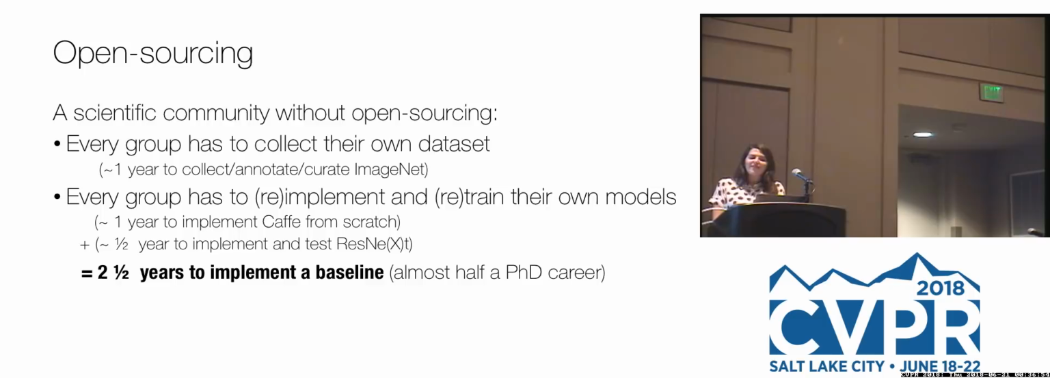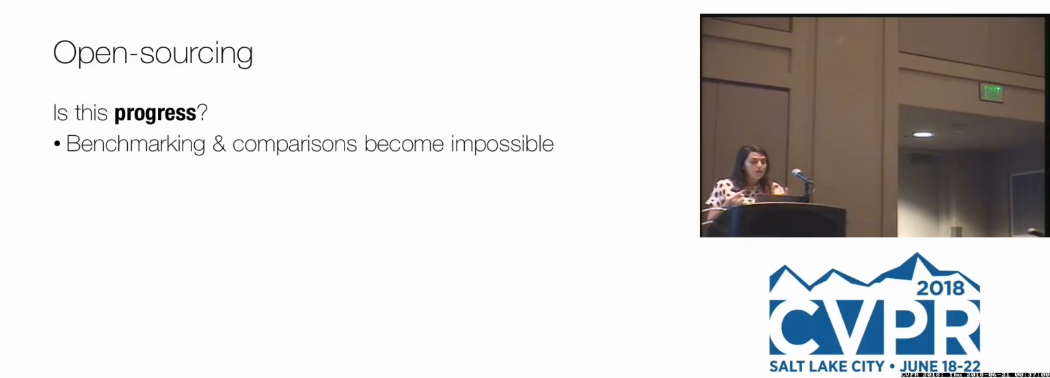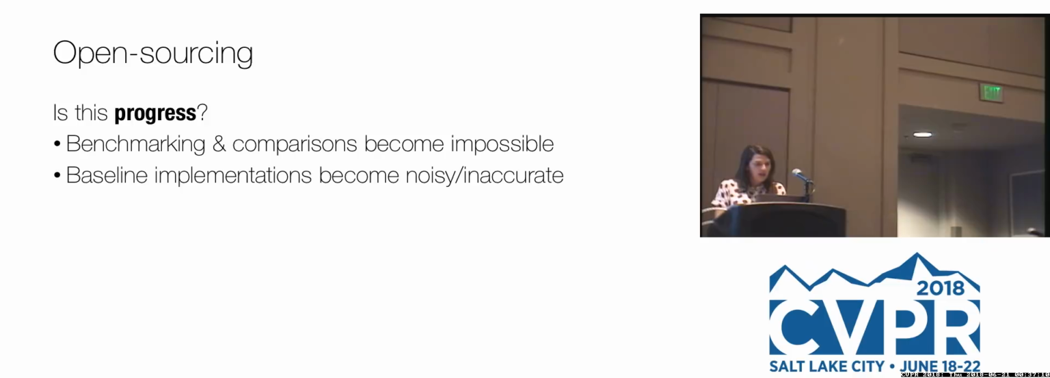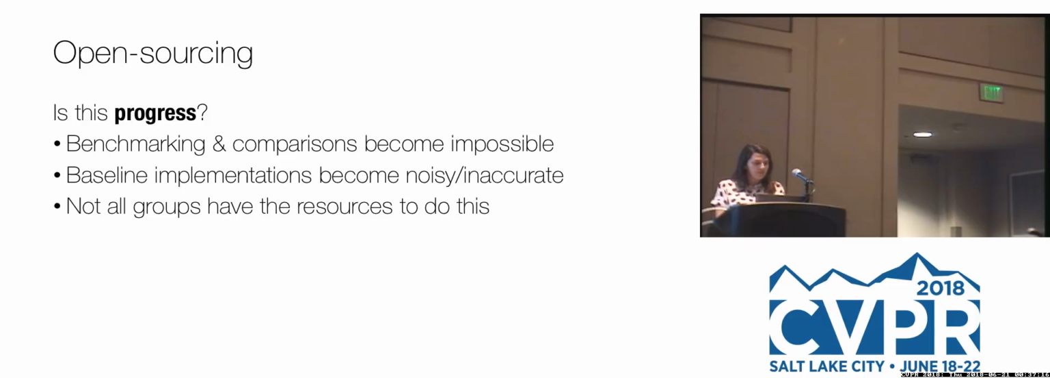So, but would that actually be even progress? So that would lead to us not being able to do any benchmarking because every team would deviate from what is actually standard. Baseline implementations will also not be very standard. They will be noisy and they will be inaccurate. And of course, not all groups have the resources to do this. So only a few of them would be able to actually push the frontier of this direction. So this is a little chaos. And definitely we wouldn't be here right now and we wouldn't be seeing all the success that we are witnessing.